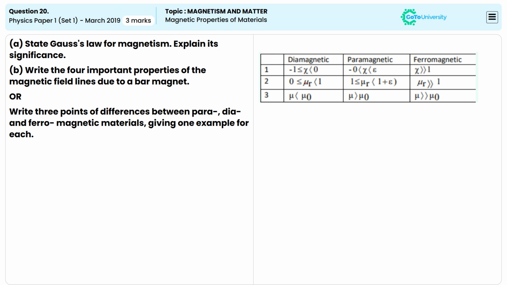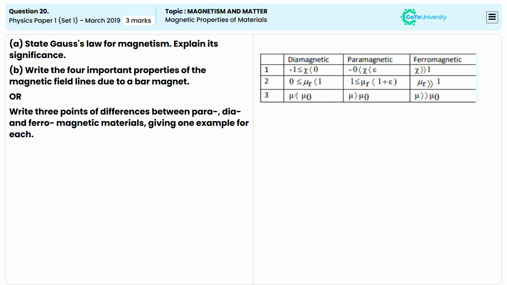And the mu r value in the diamagnetic is greater than or equal to 0 and less than 1. And in the paramagnetic, it is greater than or equal to 1 but less than 1 plus epsilon. And in the ferromagnetic, it is greater than 1.